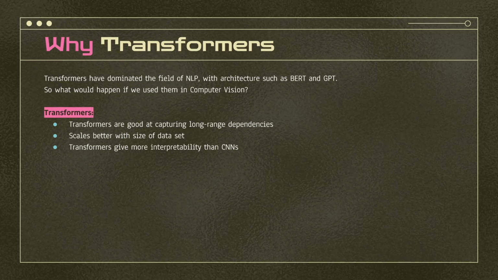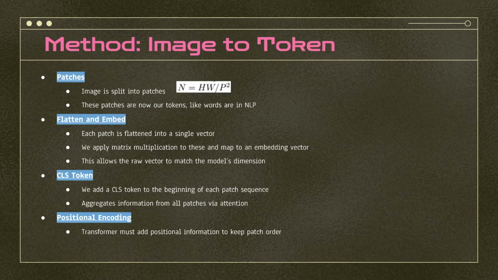So why use transformers? Transformers have dominated the field of NLP with architectures such as BERT and GPT. So what would happen if we use them in computer vision? Transformers are good for capturing long-range dependencies, they scale better with the size of the data set, and they're more easily interpreted than CNNs. Attention maps show which regions influence other regions better.